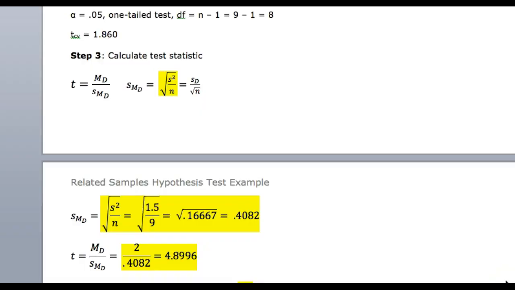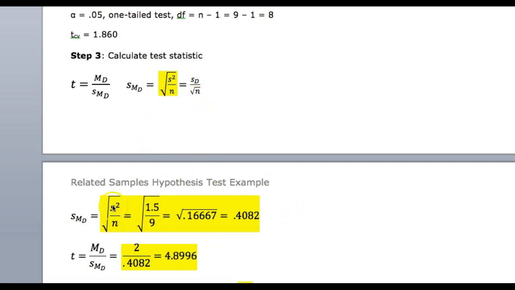All right, so this brings us to step 3, calculate the test statistic. But before we calculate the test statistic, I want to go ahead and calculate estimated standard error, right? So that we don't have a fraction in the denominator of our t statistic, right? So our t-test is going to be the mean of the different scores divided by estimated standard error, where estimated standard error is equal to the square root of sample variance divided by n, which is equal to the sample standard deviation of these different scores divided by the square root of n.